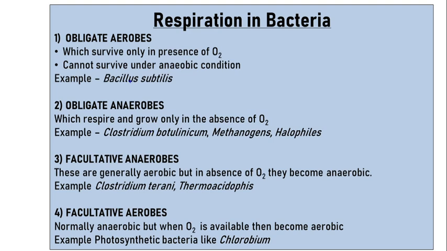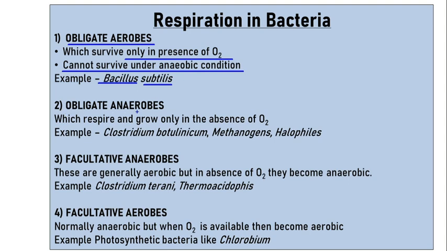Another thing to be noted here is that there are different kinds of bacteria. One is obligate aerobe. Obligate, you can remember like this, means only aerobes. That means they can only survive in the presence of oxygen. They will die if the oxygen is absent. So obligate aerobes can survive only in the presence of oxygen and cannot survive under anaerobic conditions. For example, Bacillus subtilis.